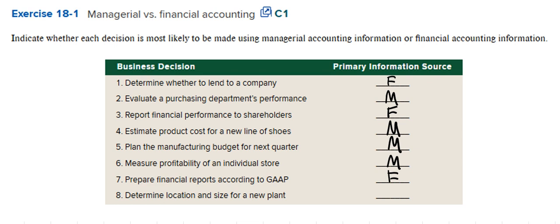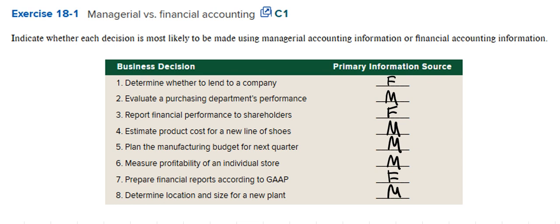Then lastly, number 8, determine location and size for a new plant. That is managerial accounting information that's being used. So if you're trying to determine a location for a new plant, there's going to be a plethora of information that you have access to in order to make that decision internally. So anybody that's an external user of the financial information will not have that information. As an investor or creditor, you are not going to have or make that determination.